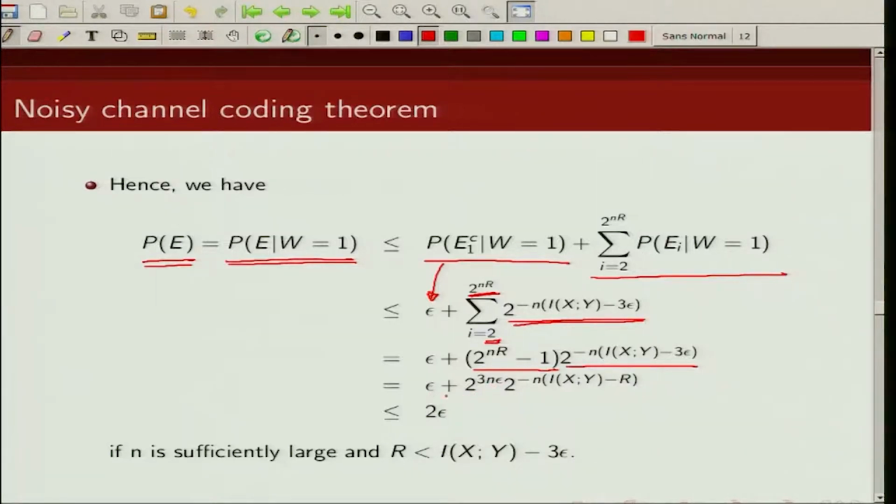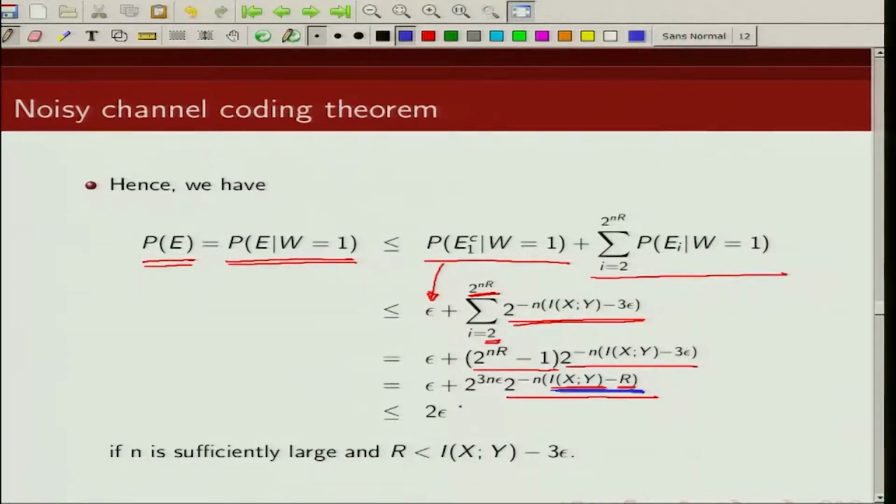So this will become epsilon plus 2 raised to the power 3 n epsilon times 2 raised to the power minus n (mutual information minus r). Now as long as our transmission rate r is less than this quantity, the mutual information, this particular term is going to be greater than 0, and for large n, 2 raised to the minus n times this term will go towards 0.